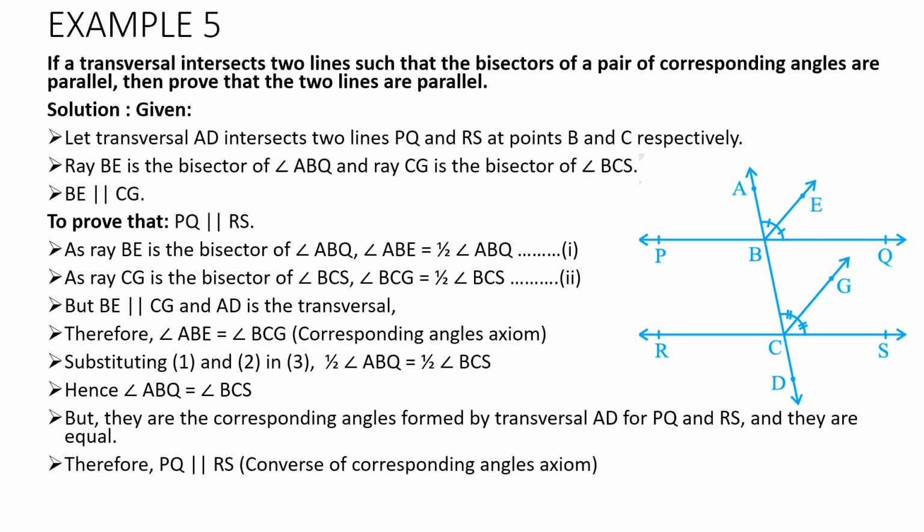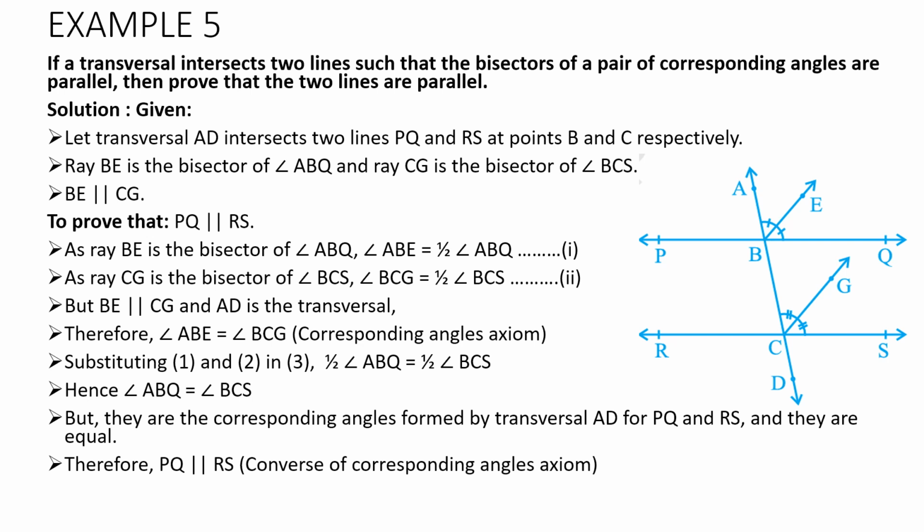Now, first of all, as ray BE is the bisector, the measure of angle ABE and the measure of angle EBQ will be the same. In other words, angle ABE is equal to half of the measure of ABQ, since it is the bisector. Similarly, since CG is the bisector, the measure of angle BCG will be half of angle BCS. But BE is parallel to CG and AD is the transversal.